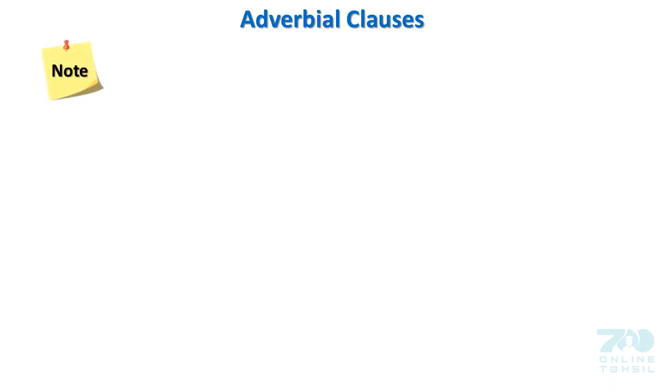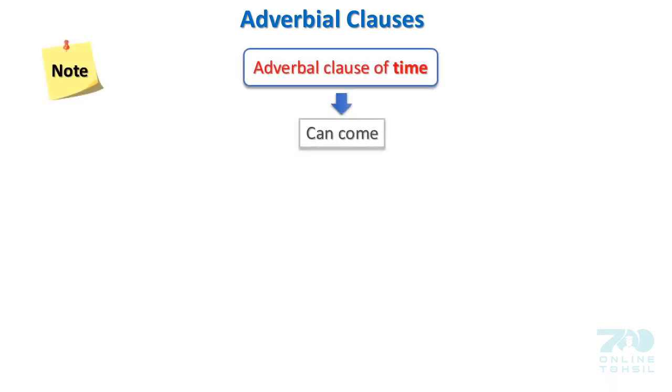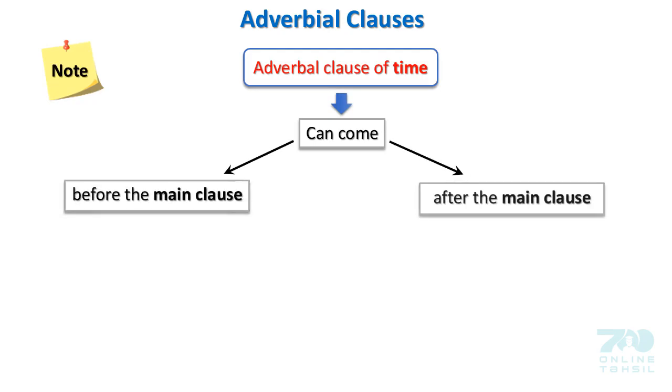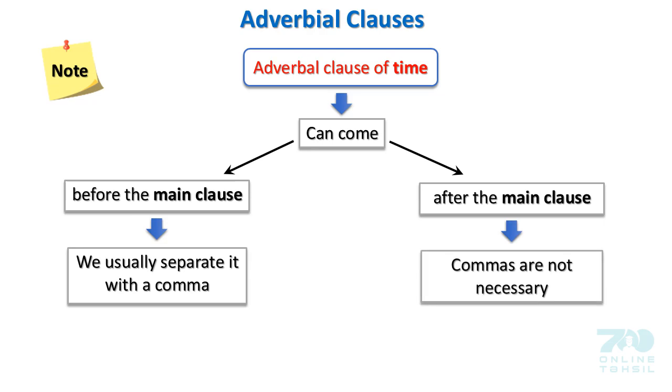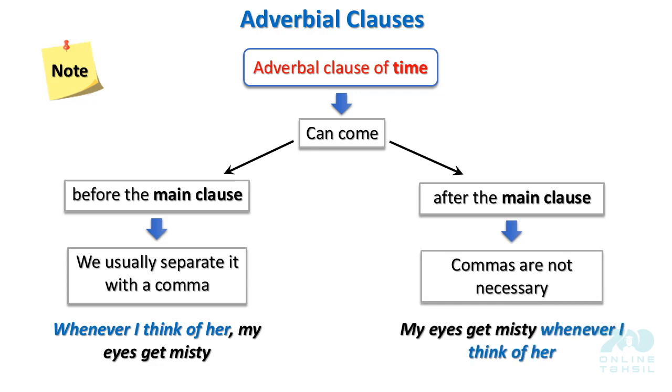Notes. An adverbial clause of time can come before or after the main clause. When it comes before the main clause, we usually separate it with a comma. Commas are not necessary when the adverb clause goes after the main clause. Whenever I think of her, my eyes get misty. My eyes get misty whenever I think of her.